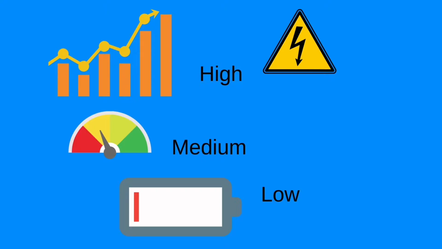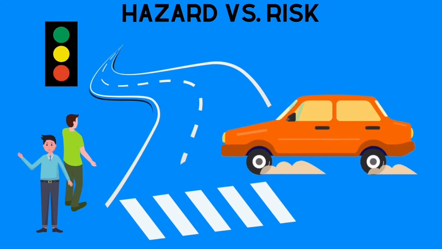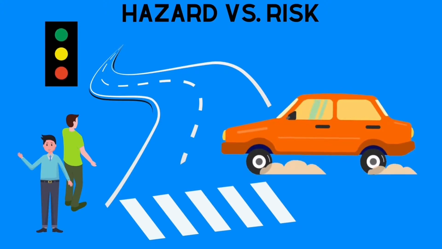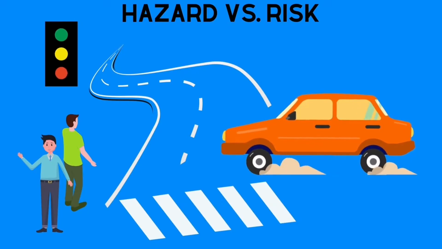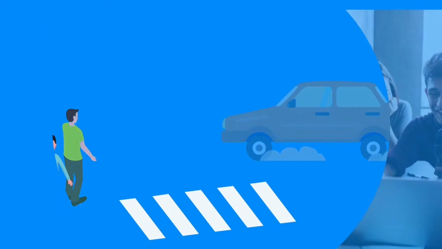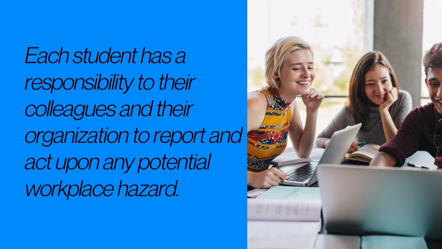For example, think about crossing a road. The cars and other traffic are the main hazards. And your mental calculation of the risk is a combination of how likely it is that you'll be hit by a vehicle, along with how seriously you might be injured. And there are things that could affect the likelihood and there are things that could affect the severity. In school, each student has a responsibility to their colleagues and their organization to report and act upon any potential workplace hazard.